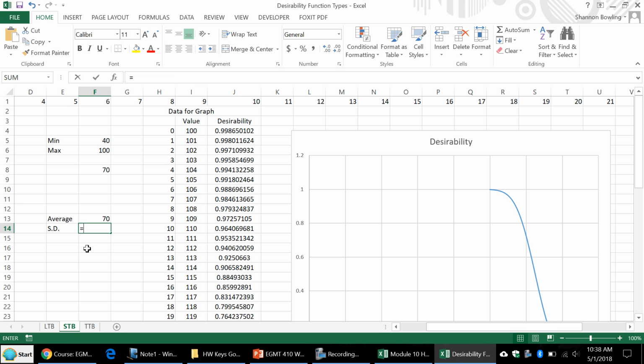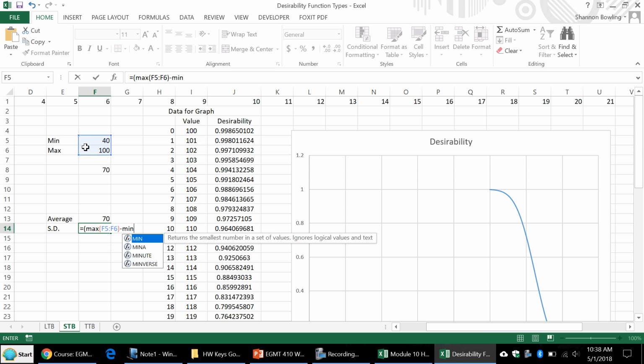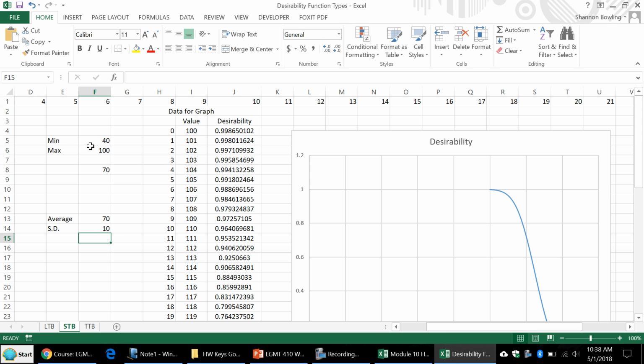Now here, this is the difference, I'm sorry. The max of these two minus the min of these two, right? And I'm going to divide out by 6. So the standard deviation is 10, which, let's think about it. That's 3 standard deviations, because each standard deviation is 10. So it makes sense, right?